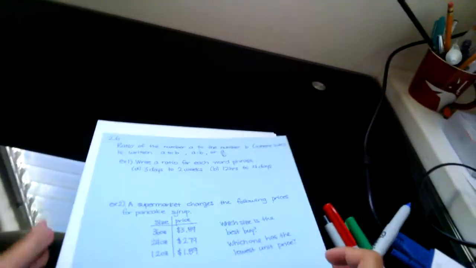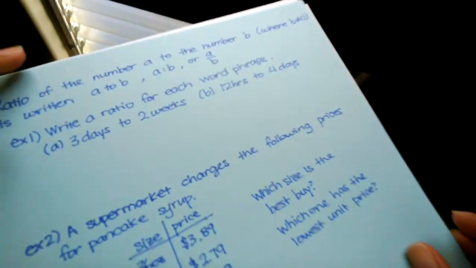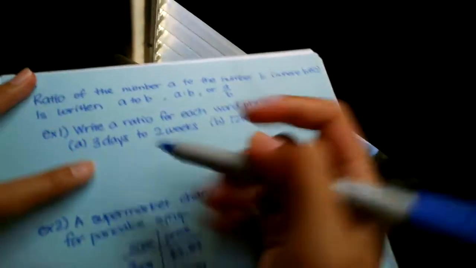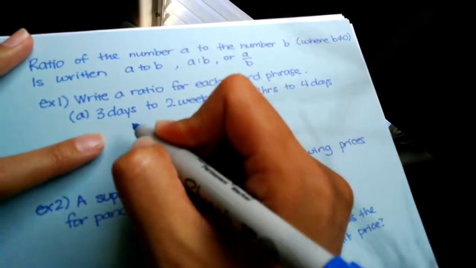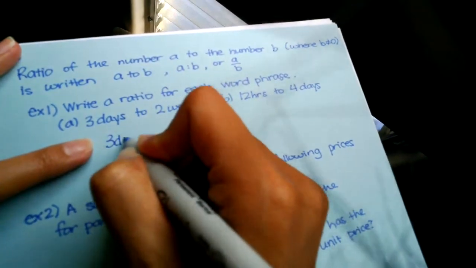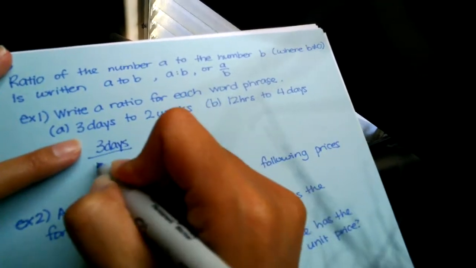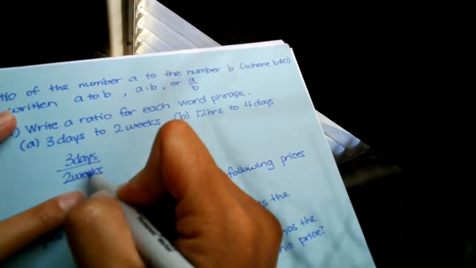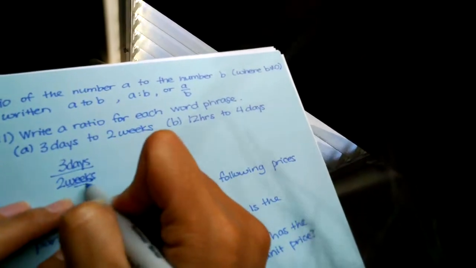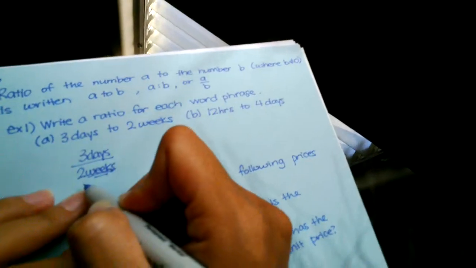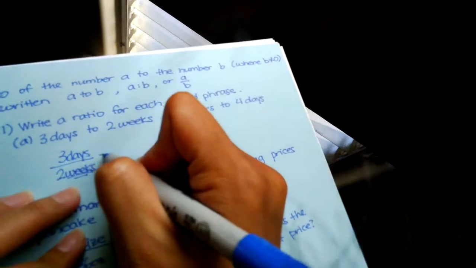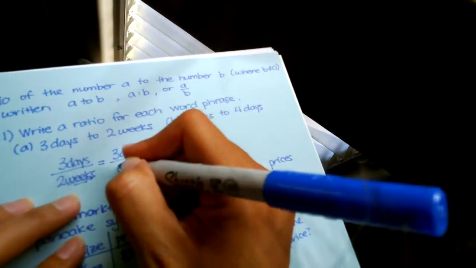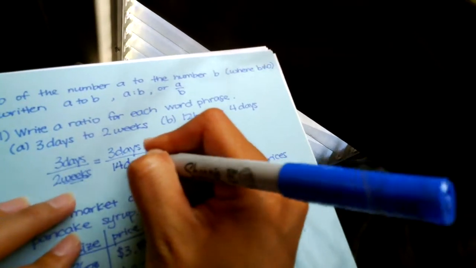So let's do the example that's here. It states that we need to write a ratio for each word phrase. So we just need to write what this is in terms of a ratio. The first one is 3 days to 2 weeks, and I'm going to write it as a quotient. Then just to have the units the same, we're going to turn weeks into days. Since we have 7 days in 1 week, we still keep the numerator, 3 days, and then instead of 2 weeks, we just put 14 days.